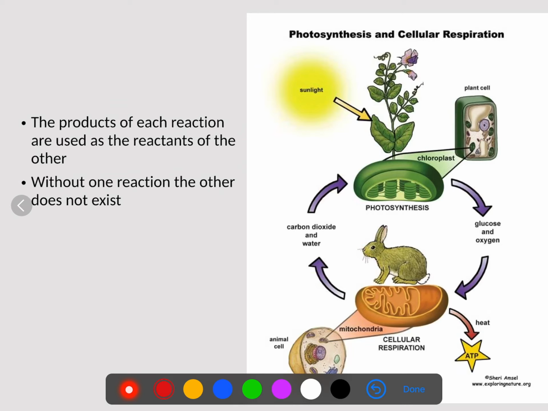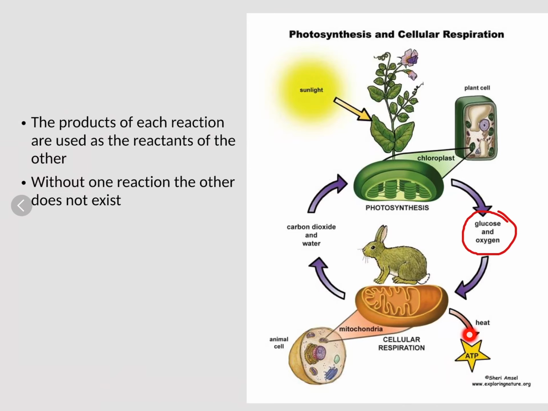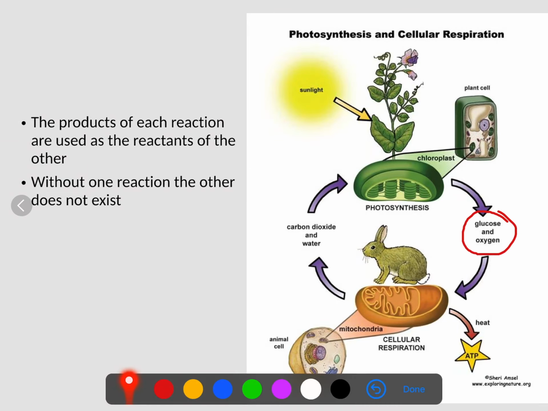So the take-home message here is, during photosynthesis, we're producing glucose and oxygen. That glucose and oxygen enters into an animal's body, more specifically the mitochondria, where large amounts of ATP are produced. And what is given off by the animal is carbon dioxide and water. Carbon dioxide and water enters into photosynthesis. So, in other words, the products of one reaction are the reactants of the other.